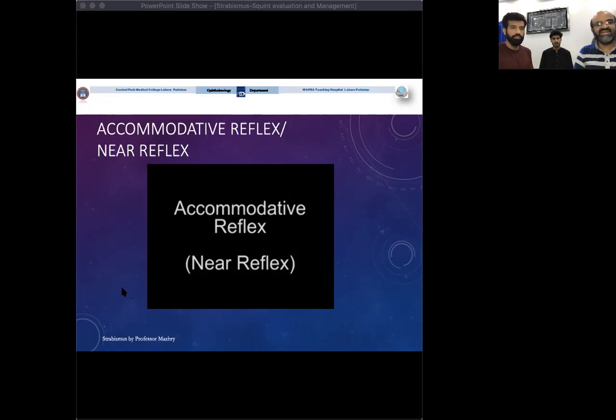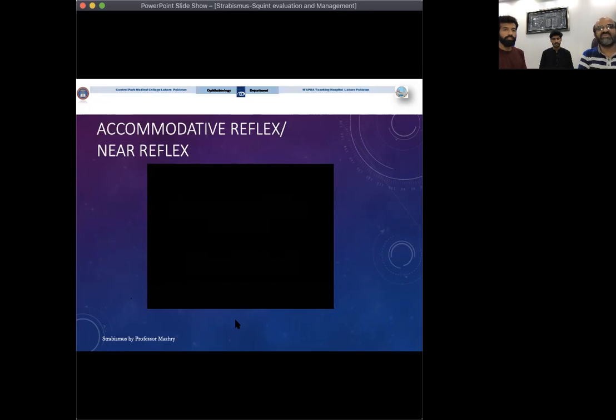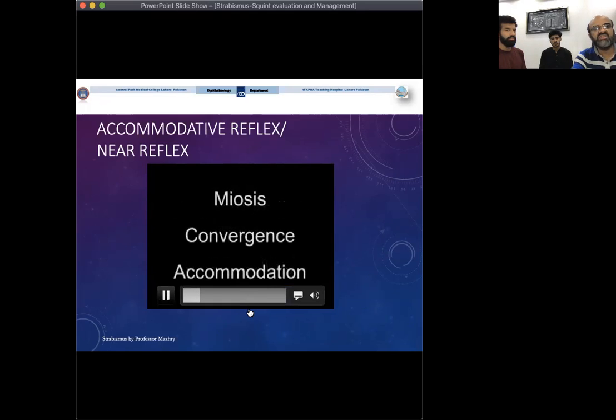So we were at near reflex, because all these things have been discussed. So it's now ideal to go through their practical demonstrations. So near reflex is the accommodation reflex, as well as convergence and pupillary constriction. Meiosis, convergence, and accommodation are the three arms of the near reflex.